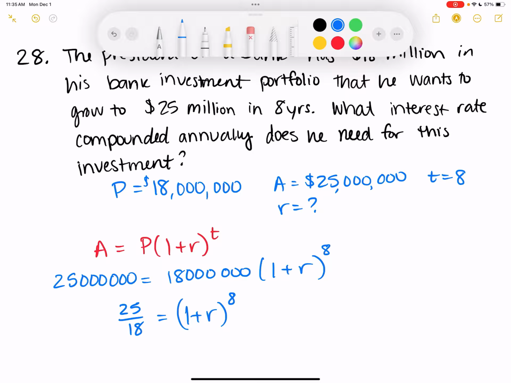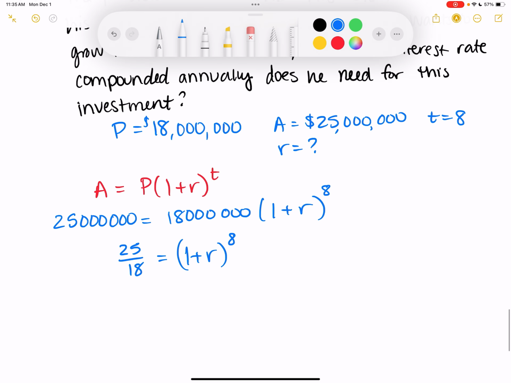So then what would I need to do? Log base. Nope. That's only if I'm trying to solve for the exponent. Here I'm trying to solve for what's inside, so take the eighth root of that. The eighth root of 25 over 18 is equal to 1 plus r. And then I'll just subtract 1. So the eighth root of 25 over 18 minus 1 equals r.